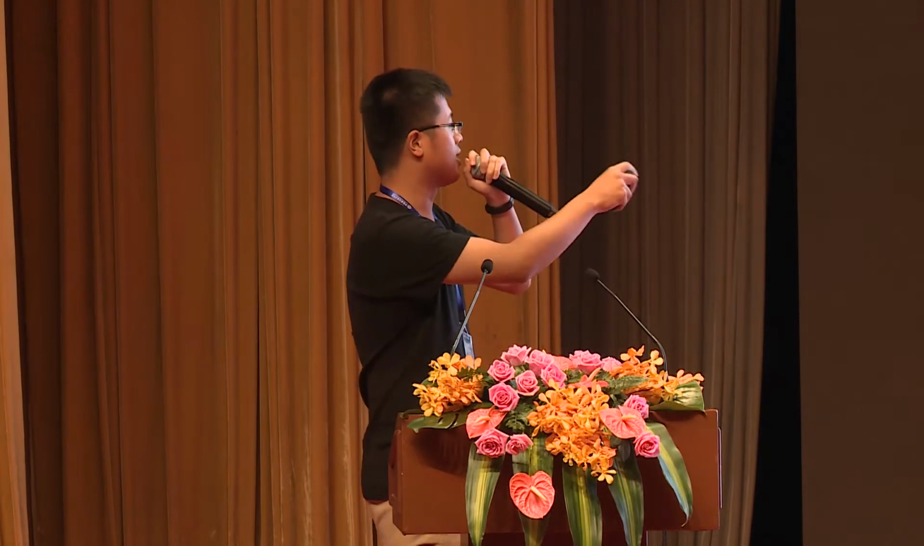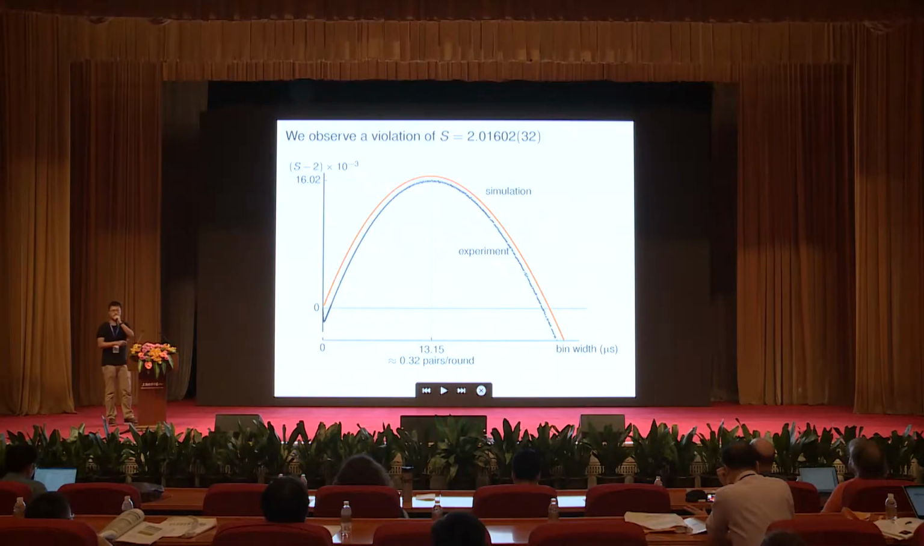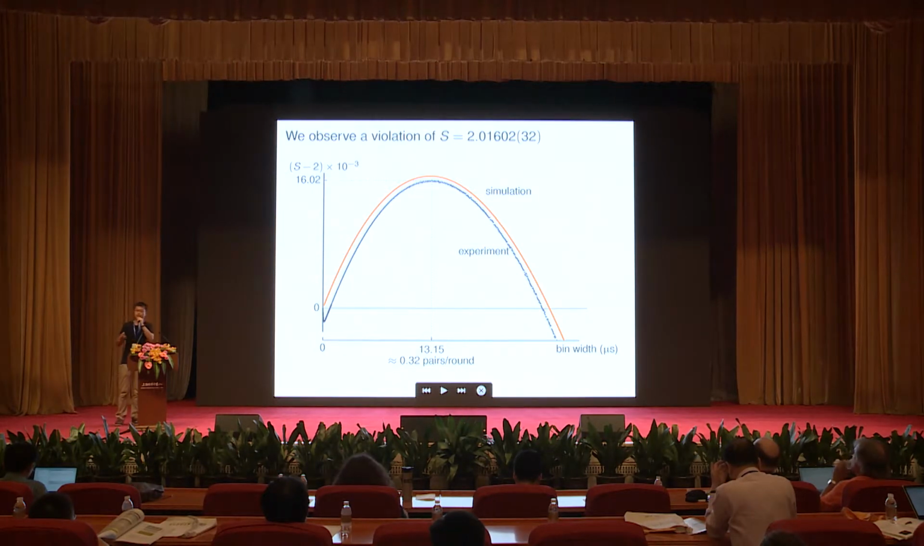The vertical axis is S minus 2. It means if it's more than 0, we have a violation of the Bell inequality. And the horizontal axis is the binning width. We can see there are two curves. The orange curve is the simulation based on our system's efficiency, dark count, and so on. And the blue dots are the real experiment data. They fit quite well. There is a slight gap between them, because the state fidelity is not really 100%.